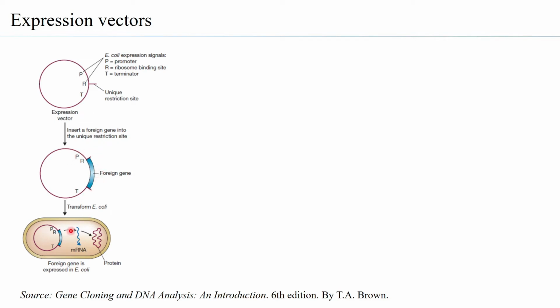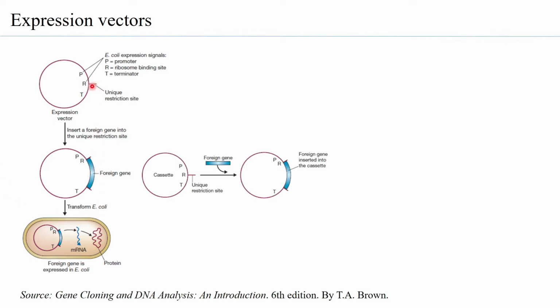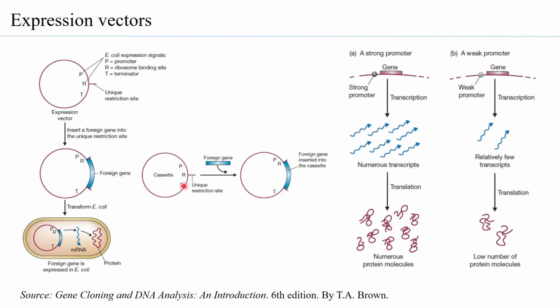So it can transcribe, form the mRNA, and that mRNA should have a ribosome binding sequence or site that can be recognized by the host ribosome machinery to form the product. Now, when you have such a system, as you can see, you cut the vector, insert the foreign gene. Okay, then this is what is called a cassette vector. So when you have a gene of interest inserted between the PR and the T, that is what is called a cassette vector.